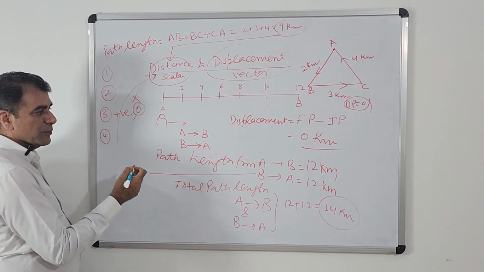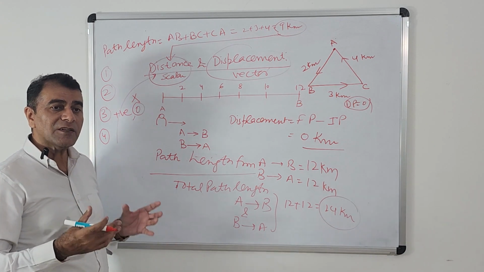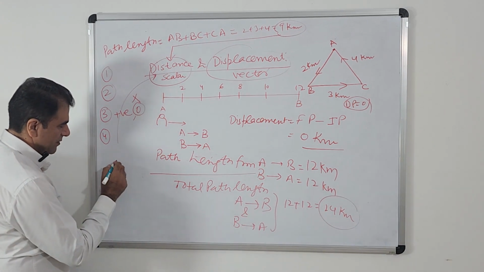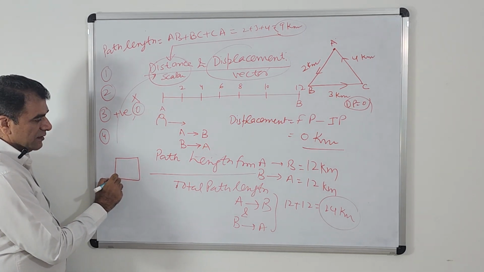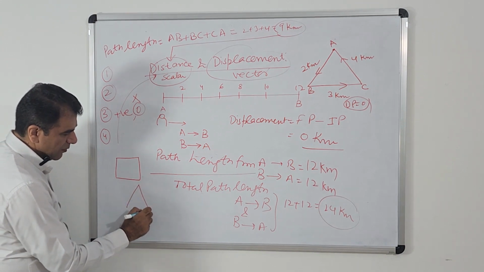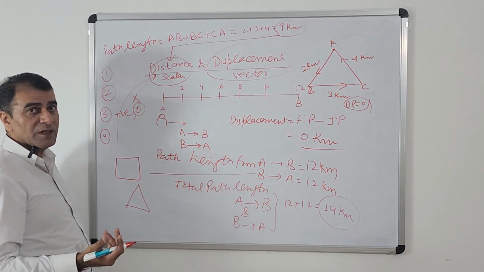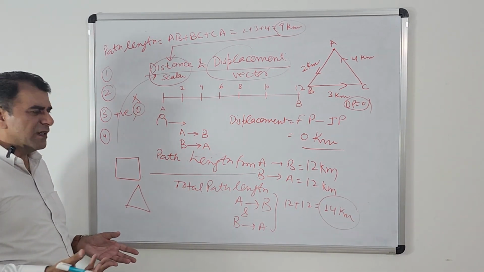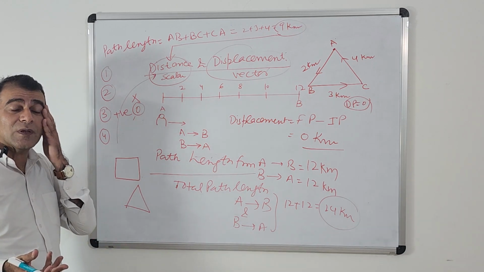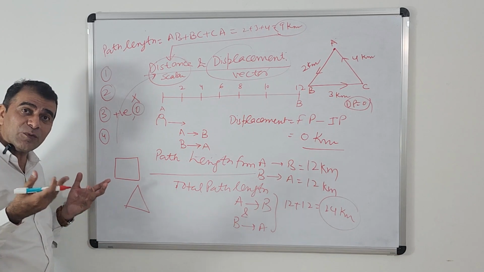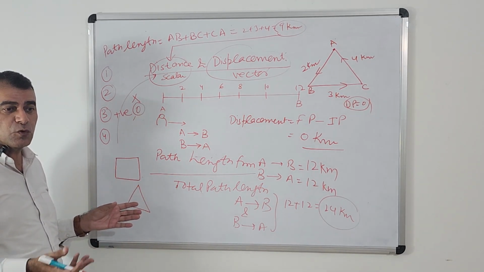Now the fourth difference is, distance depends upon the path chosen, how it is measured. Like if this is the path, distance will be different. If this is the path, distance will be different. But as far as displacement is concerned, it does not depend upon the path, because it does not depend upon path length actually. It depends upon the initial and final position. That is why displacement does not depend upon the path chosen to measure the quantity, right?